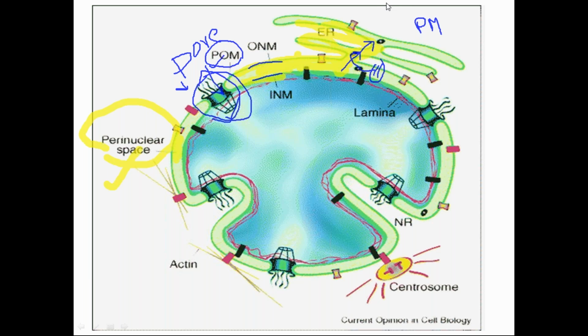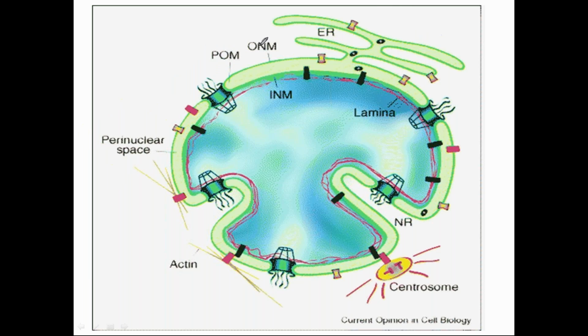हियर फाइन so this is your outer nuclear membrane, this is your inner, this is your POM protein, this is your nuclear pore, this is your perinuclear space. One important thing here is called the lamina. You can see this pink stuff. This is called your lamina.